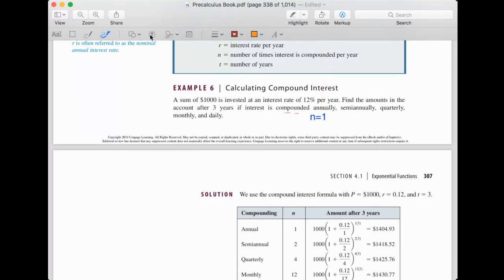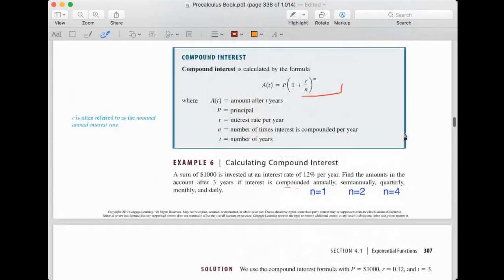Semi-annually means n equals 2, because semi-annually means half of a year. Quarterly means n equals 4. Each quarter, so I have 4 quarters in a year. So n here represents the number of times the interest is calculated, compounded.